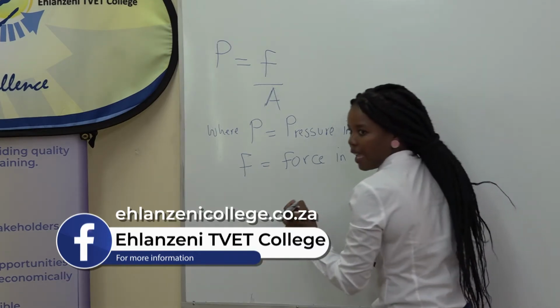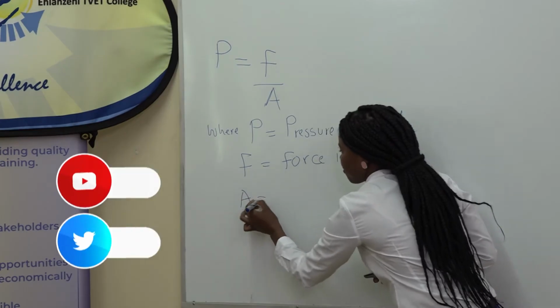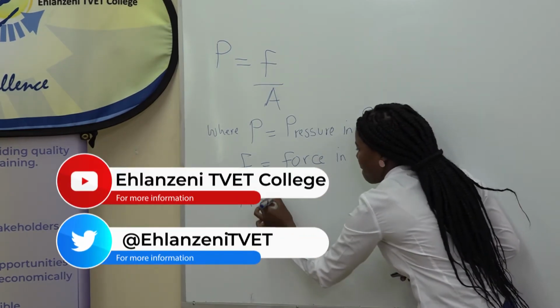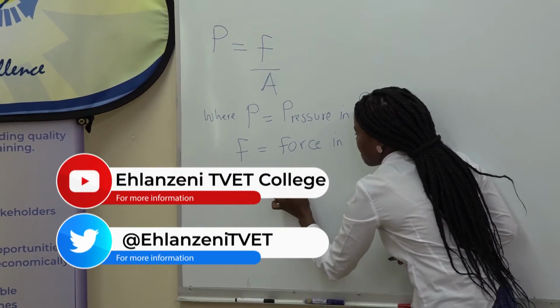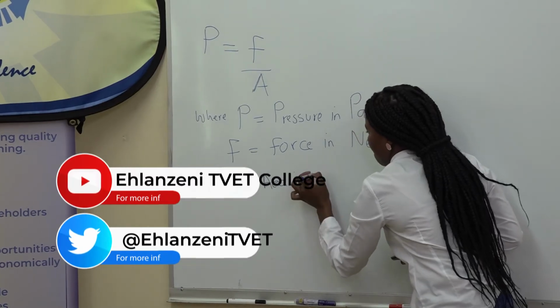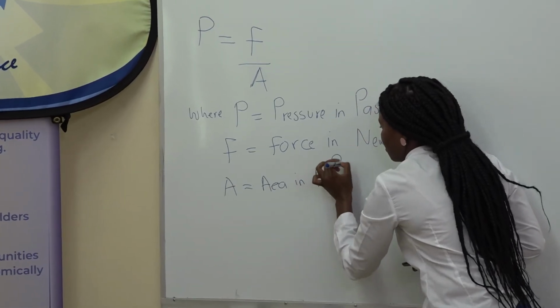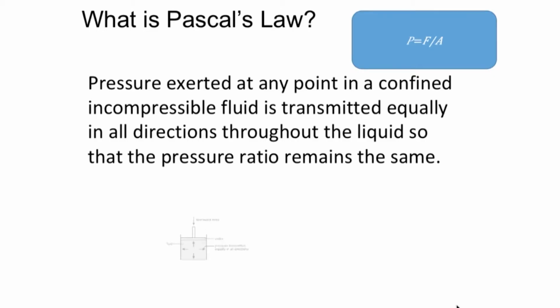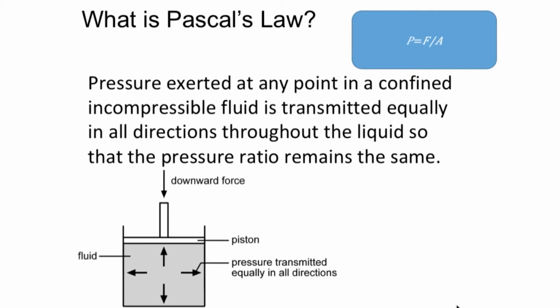And then also have our A, of which is our area, measured in meter squared.